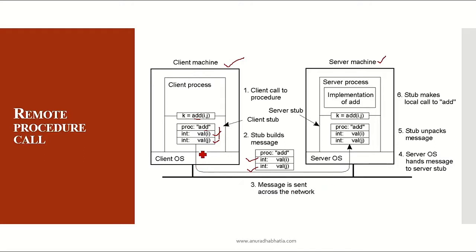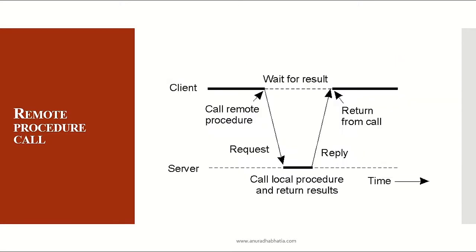Now from here you will see the values are flowing from the client OS to the server OS, and the server OS hands the message to the server stub. Now here the stub is unpacking my messages. The stub makes a local call to add, and add is implemented over here. This is how my client machine makes a remote procedure call to my server machine.